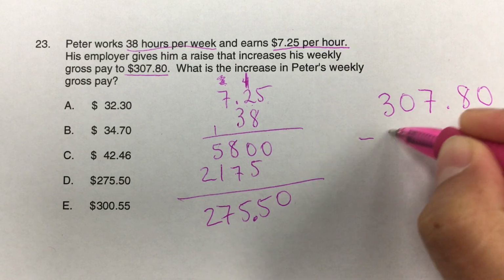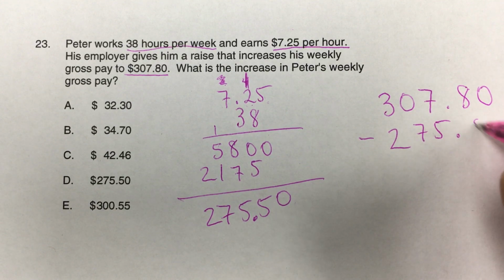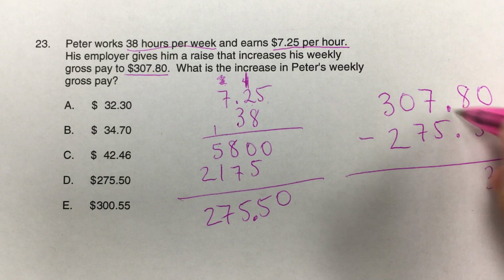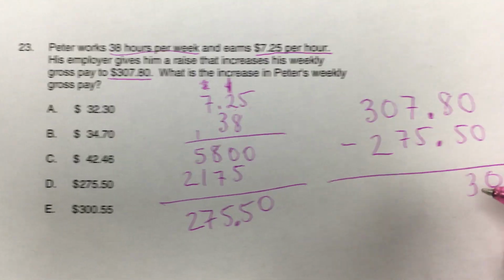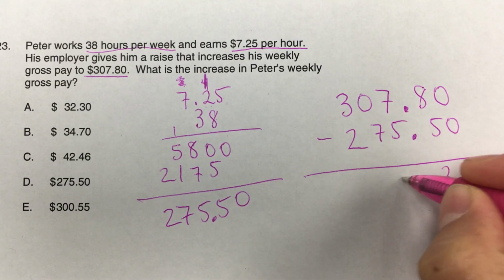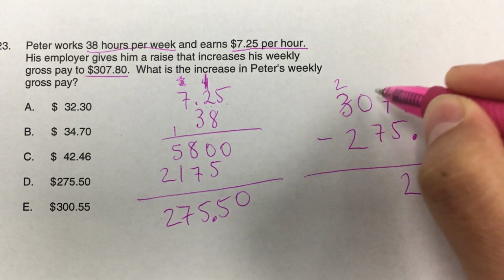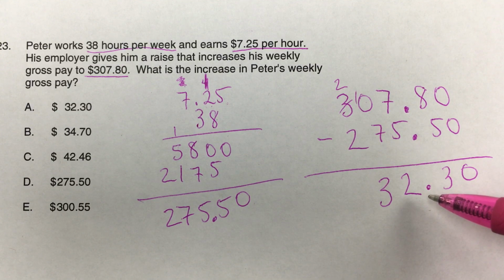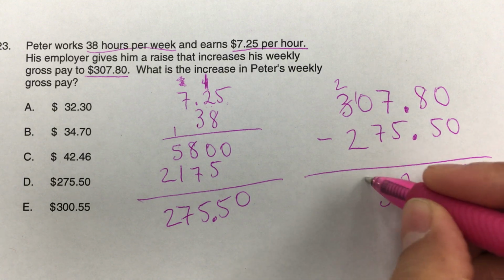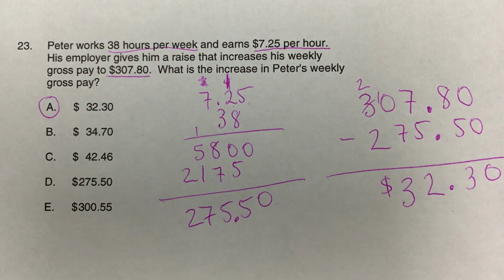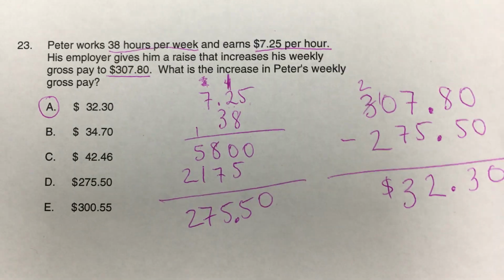We subtract his previous pay. We get 0, 3. Remember that in subtraction we have to align the decimals. Oops. We have to align the decimals and bring it down. 7 minus 5 is 2. You borrow from here, and 10 minus 7 is 3. And so the increase for his weekly gross pay is $32.30, which is letter A.